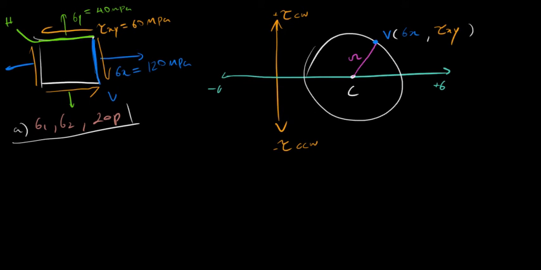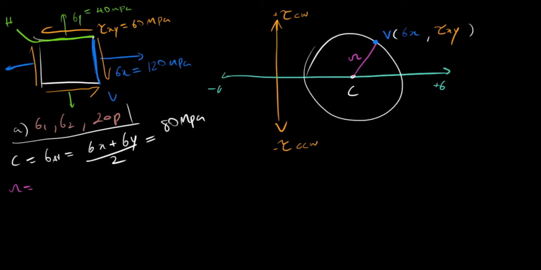So let's go ahead and find what the center is. What is the center? The center is the average, sigma average, which is just the average between the normal stress in the y and the normal stress in the x direction. Sigma average equals sigma x plus sigma y divided by 2, which, if you do the math, gives 80 megapascals.